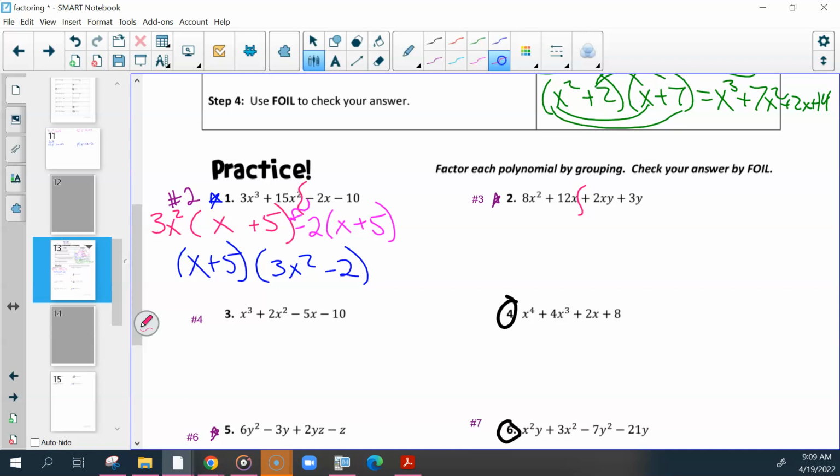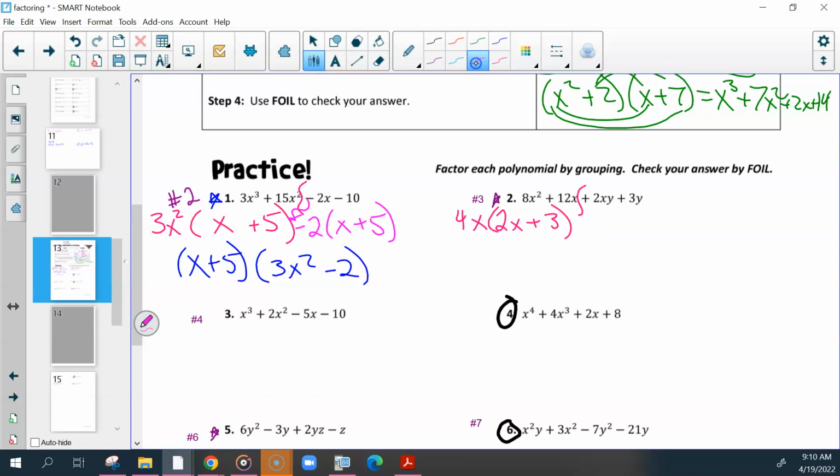For number 2, split them down the middle. What do the first 2 have in common? 8x. Not 8, sorry. 4x. We divide them both by 4x. What's left? 2x plus 3.